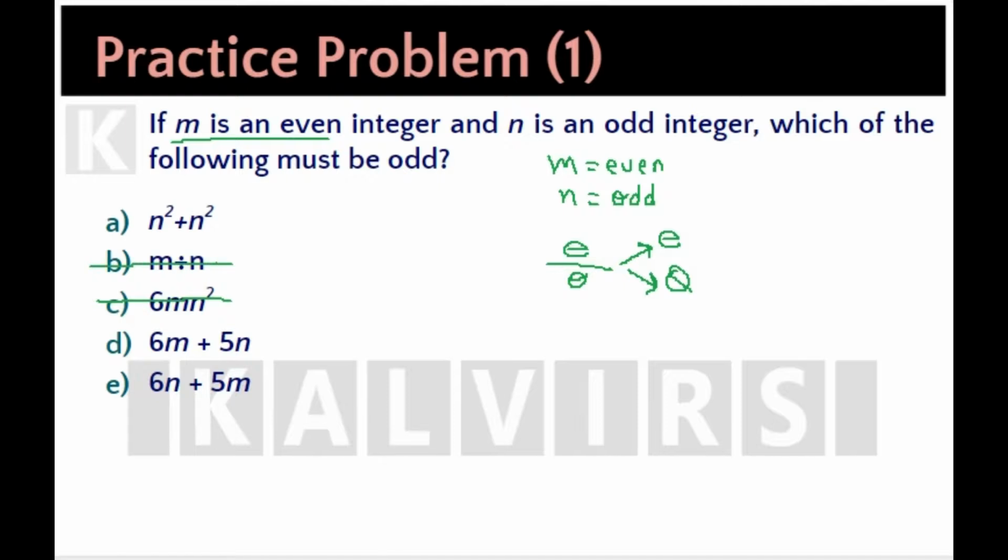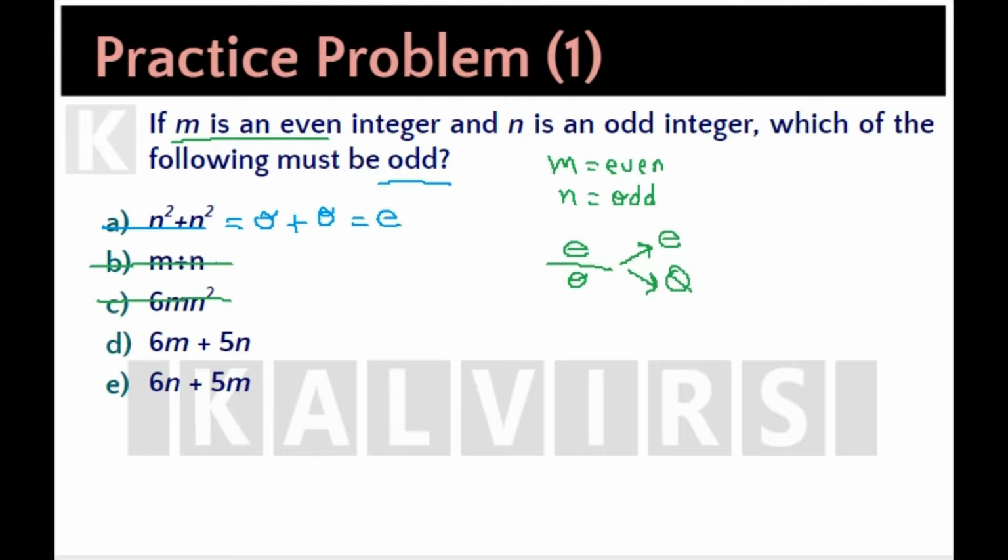Now, letter A is the third one to be discarded because here we have odd. An odd number to the power of 2 is an odd number as well, and odd plus odd equals even. So this one cannot be our answer because we are looking for the odd integer. Now, either letter D or E might be your answer.